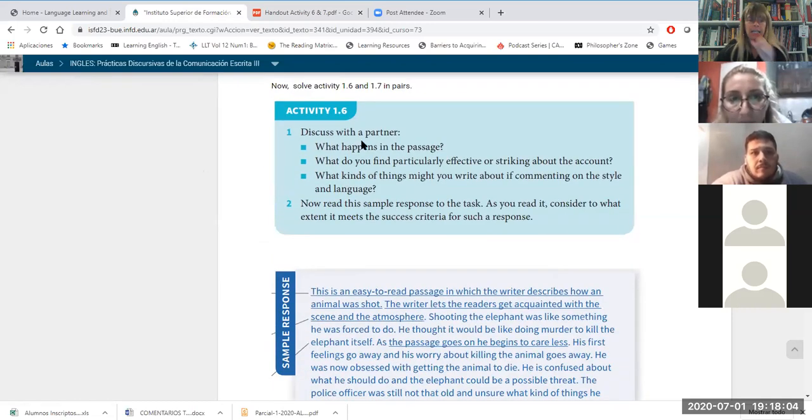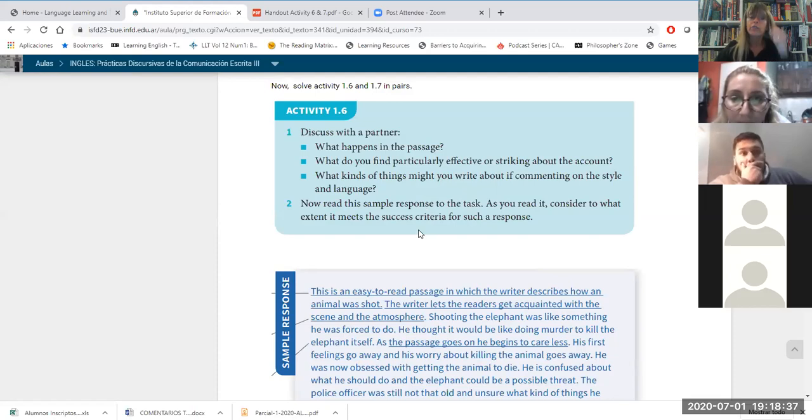it says, discuss with a partner. What happens in the passage? What do you find particularly effective or striking about the account? What kinds of things might you write about if commenting on the style and language? So imagine that you have to write a comment on that passage. What would you comment about and why?